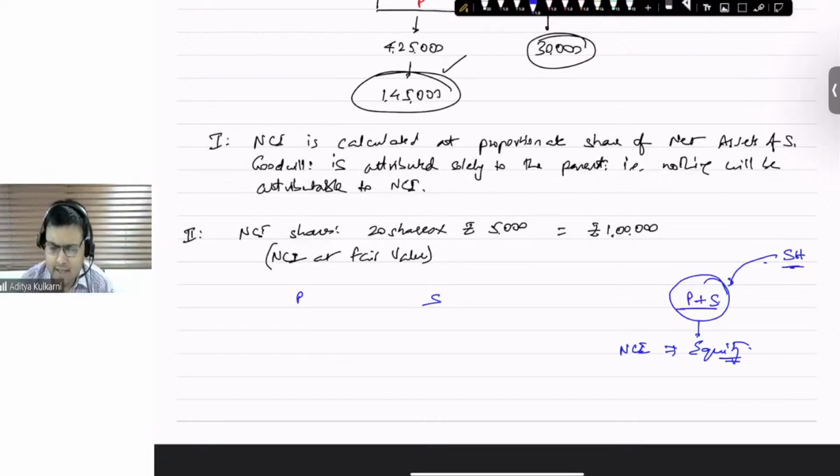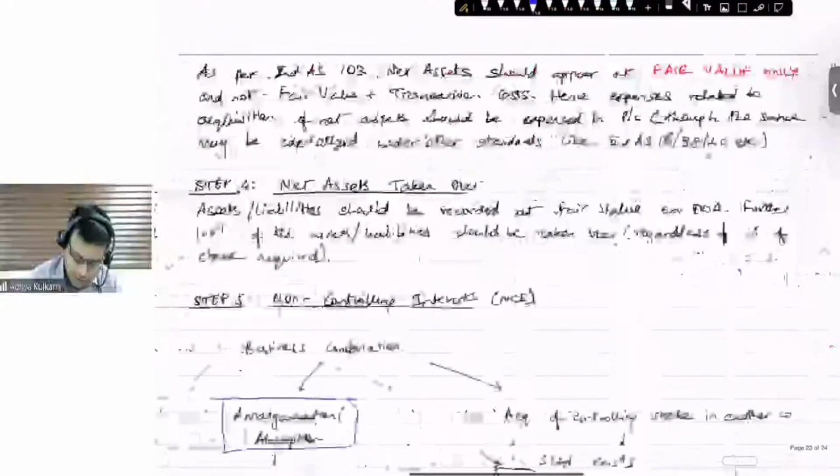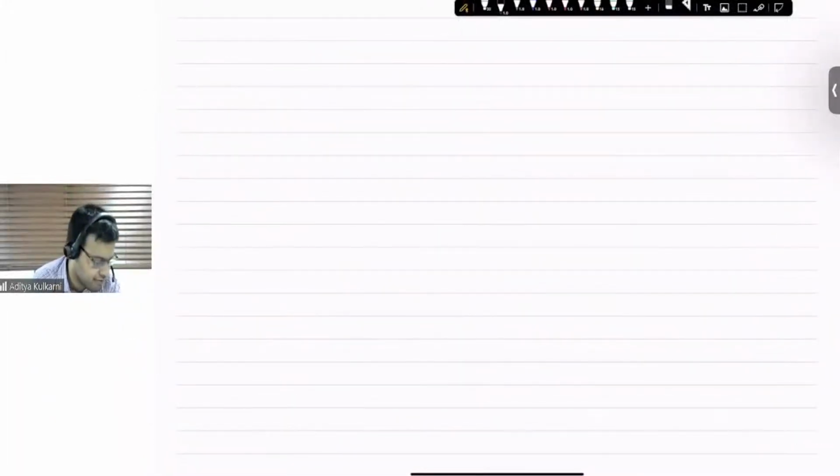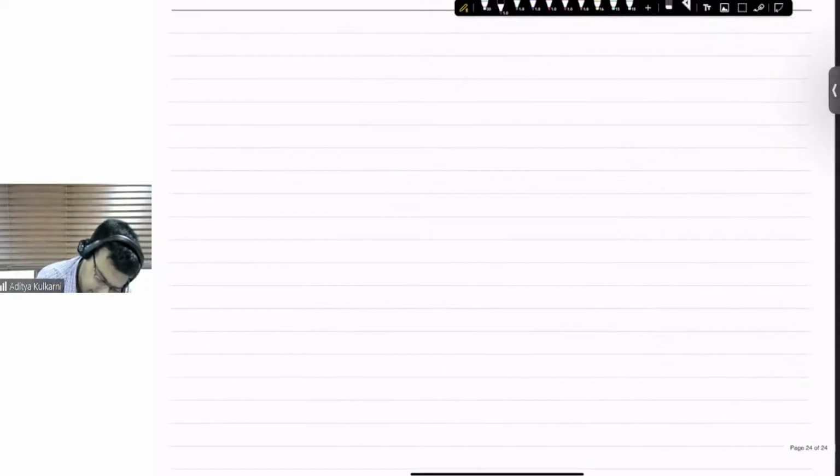Are we totally, completely, 100% absolutely clear with NCI? I hope there is no doubt whatsoever. NCI is all clear. Fine. So after all this story, you have written the heading step 5, NCI. Let us write some pointers for that.